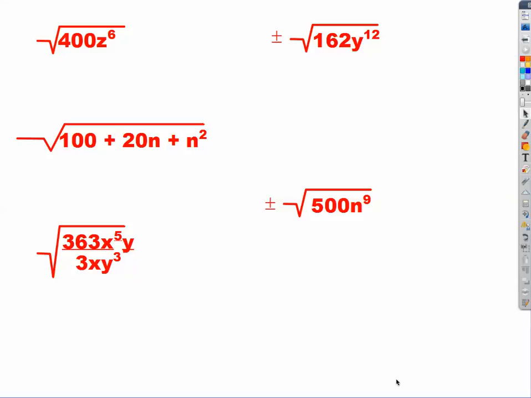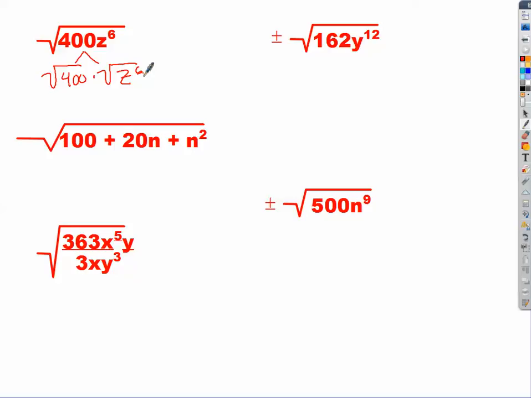So for our first question, we have the square root of 400 z to the 6th. Now this is actually a pretty simple problem because 400 is a perfect square and z to the 6th is a perfect square. So this is the simplest this type of problem can get. Now you will remember that we can break apart square roots in this manner. We can say this is equal to the square root of 400 times the square root of z to the 6th, because the square root of 400 times the square root of z to the 6th is the square root of 400 z to the 6th.